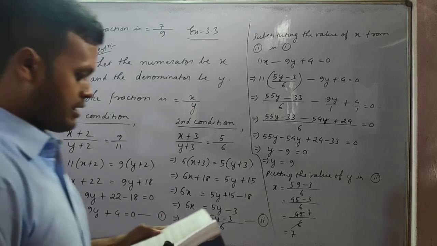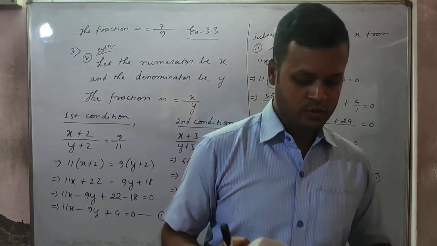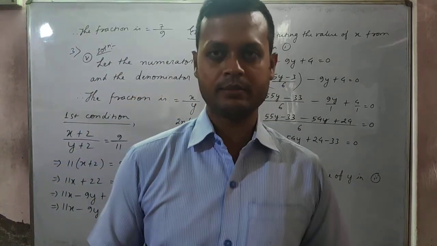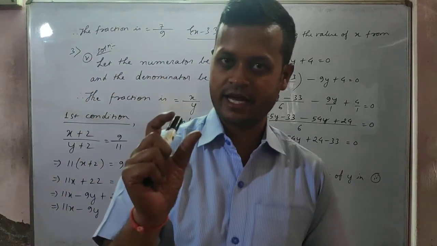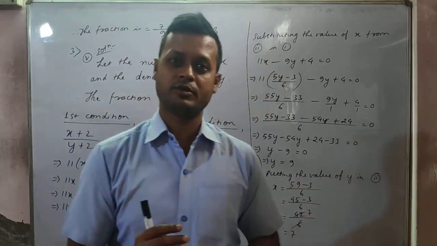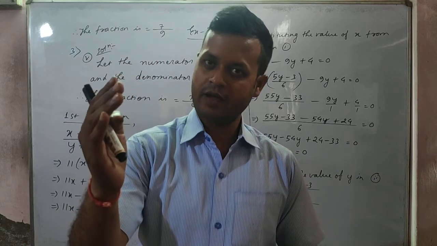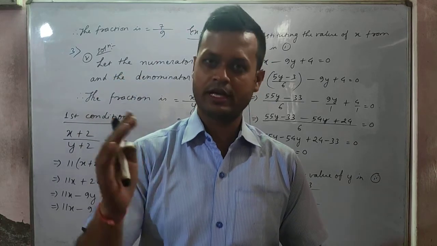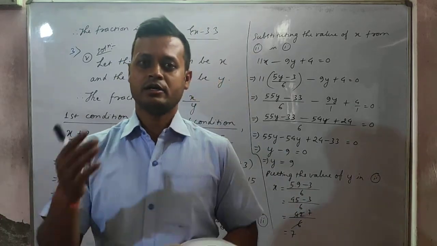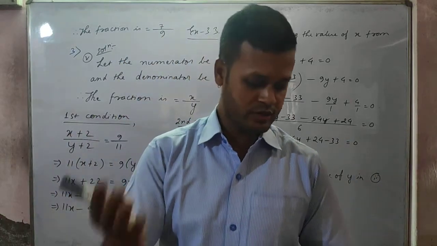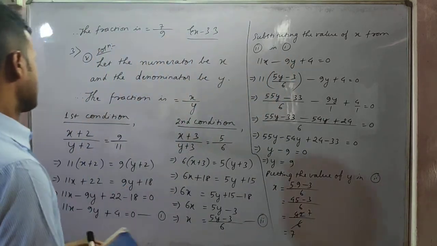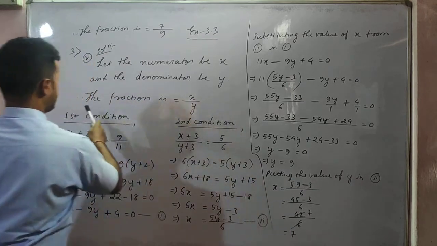So students, a fraction becomes 9 by 11 if 2 is added to both the numerator and the denominator. If 3 is added to both, it becomes 5 by 6. So the question is saying like this: to the numerator also if you add 2 and to the denominator also if you add 2, the answer will be 9 by 11. And if you add 3 to the numerator and to the denominator also, the answer will be how much? 5 by 6. So let the numerator be x and the denominator be y, therefore the fraction is equal to x by y.